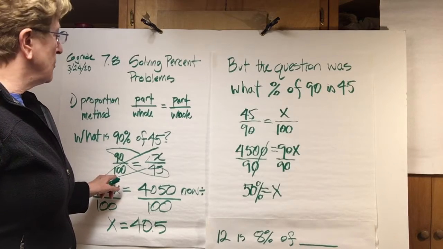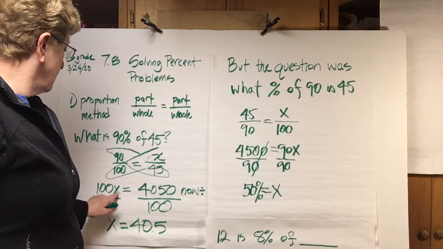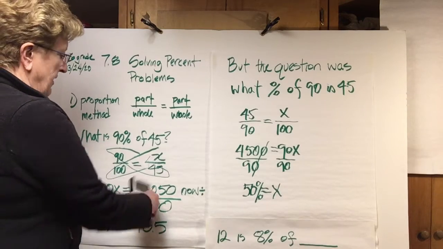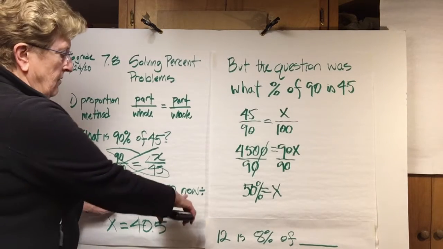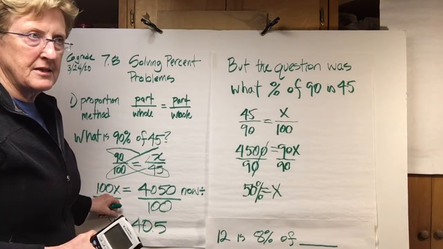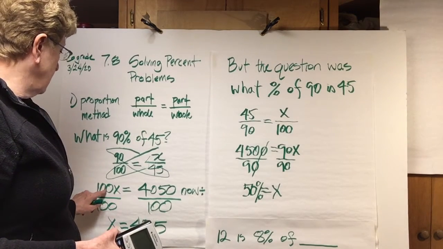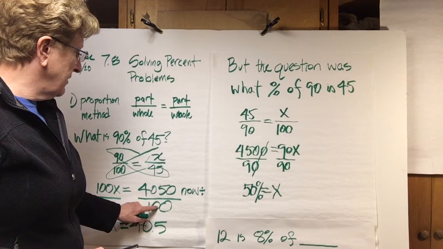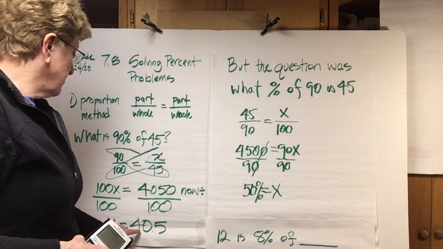So I'm going to do cross products, otherwise known as the butterfly method, and it's 100 times x, which is 100x, and 90 times 45, well, that turns out, when I use my trusty calculator, to be 4,050. Now I'm going to divide both sides by 100 because I want x to be by itself. So 100 divided by 100 gives me 1x. 4,050 divided by 100, trusty calculator, x equals 40.5.